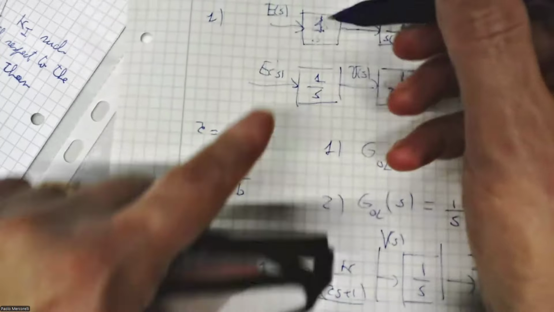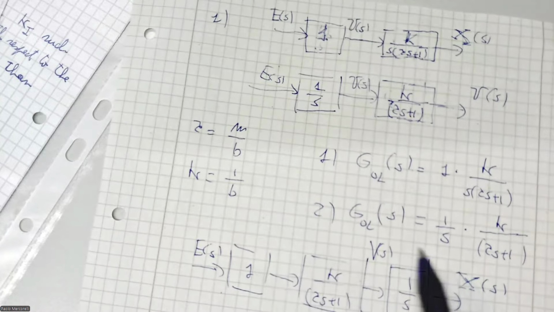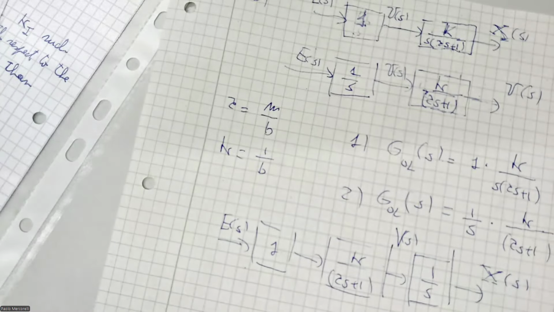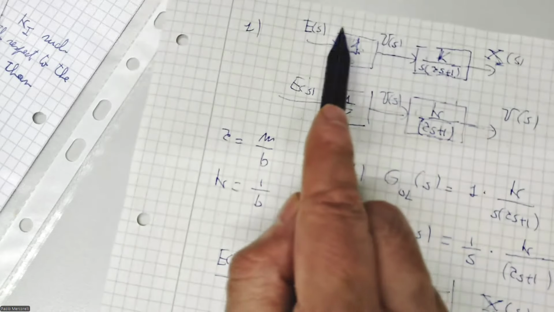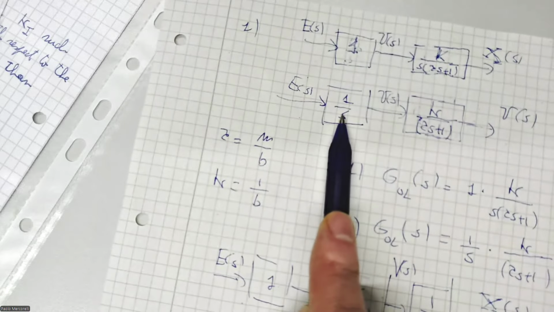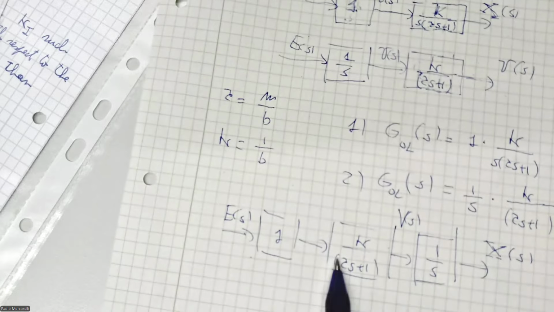Here, I have to put GOL. GOL, you just say, is the same if I start with the same GOL. Yeah, the GOL is this multiplied. This is why I have 1 divided by S. I don't know if this can help.